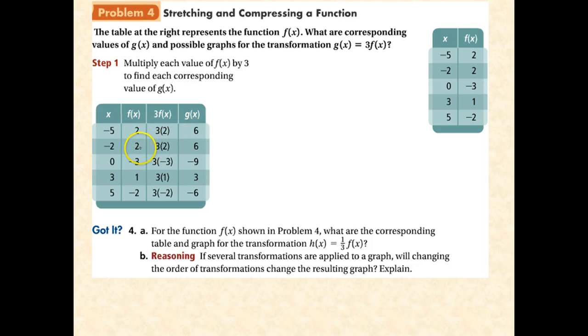So 2 times 3 is 6, 2 times 3 is 6. Negative 3 times 3 is negative 9. 1 times 3 is 3, and negative 2 times 3 is negative 6.